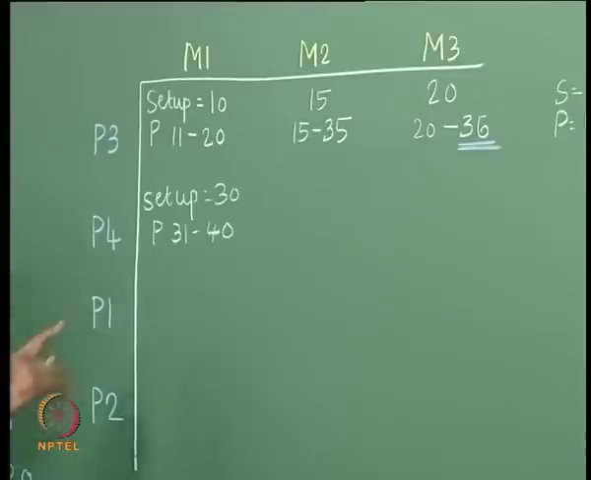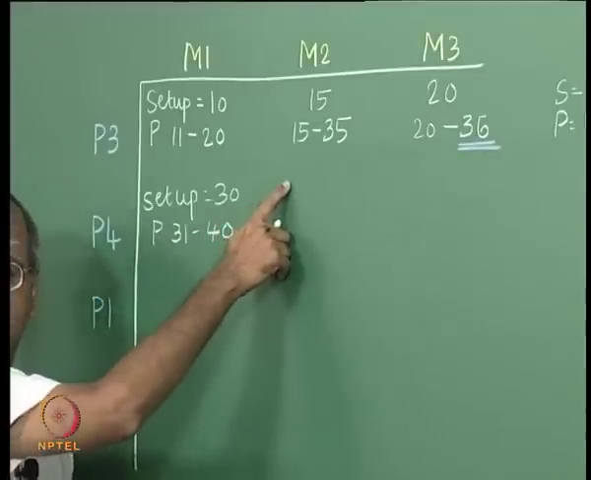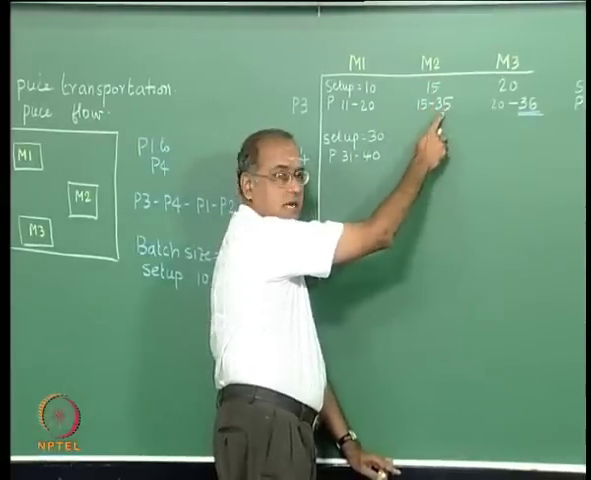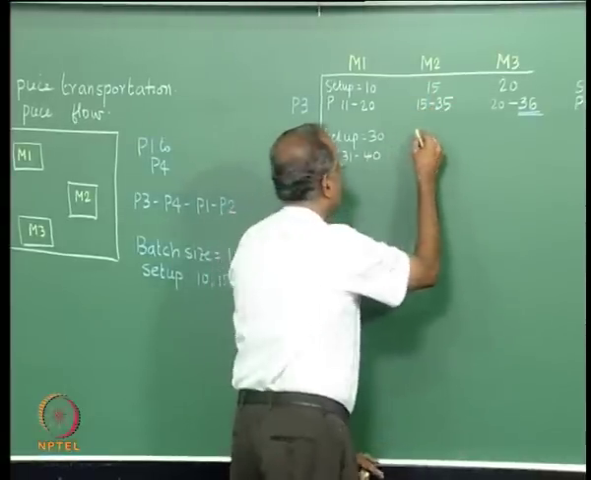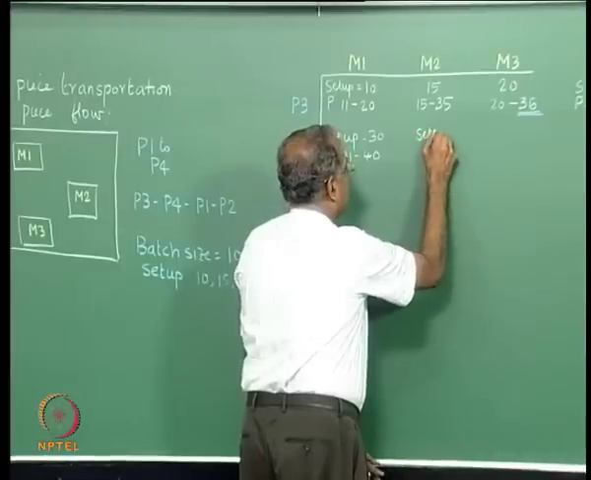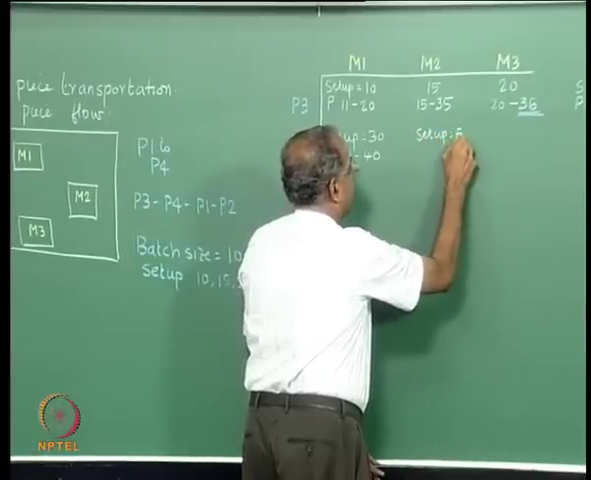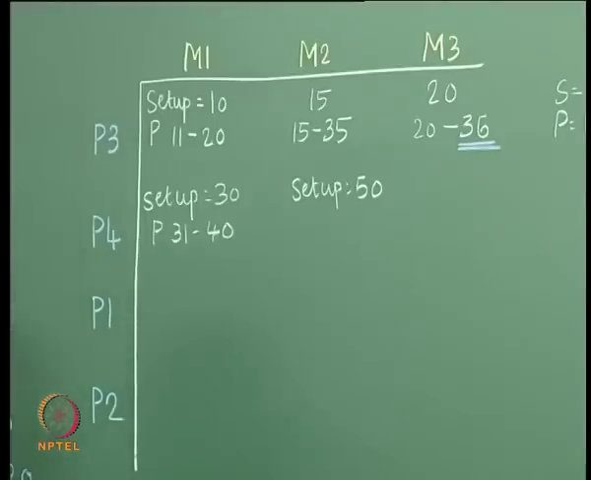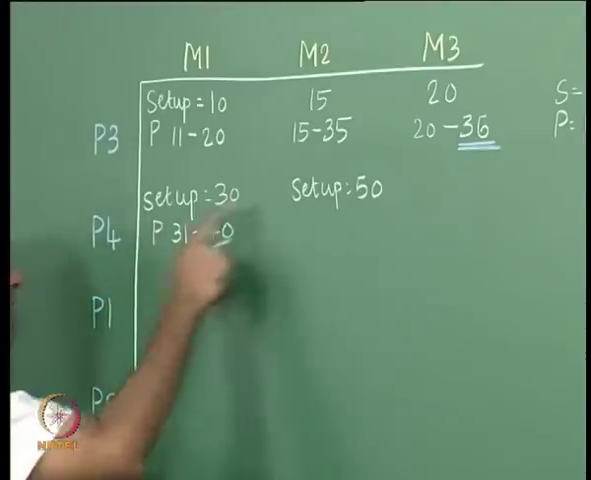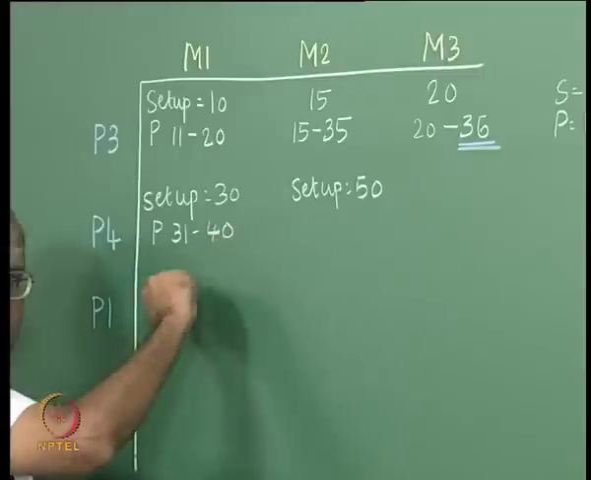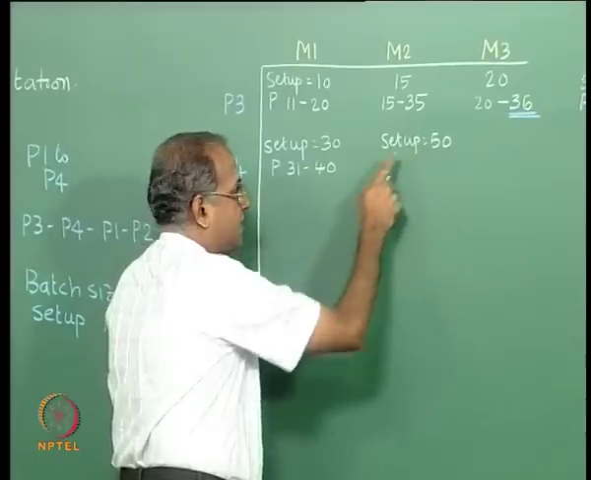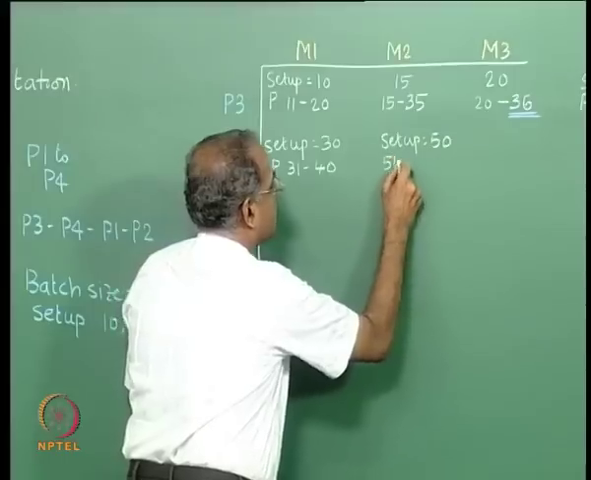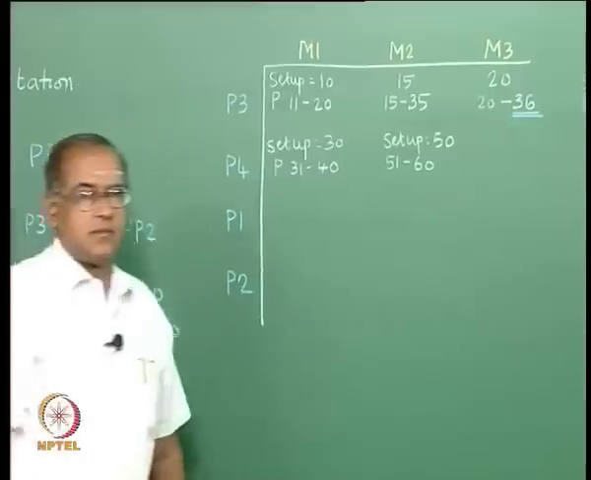Now at 31 the first piece can come here, but it has to wait till 35 because this takes so much time, up to 35. So setup can start only at 35 and finishes at 50. Now when setup finishes at 50, the pieces can come any time from 31, 32 up to 40. Time to produce is 1 time unit, so 51 to 60 this is being done.